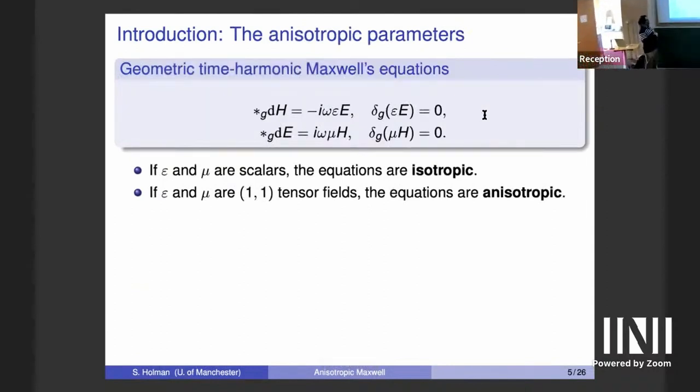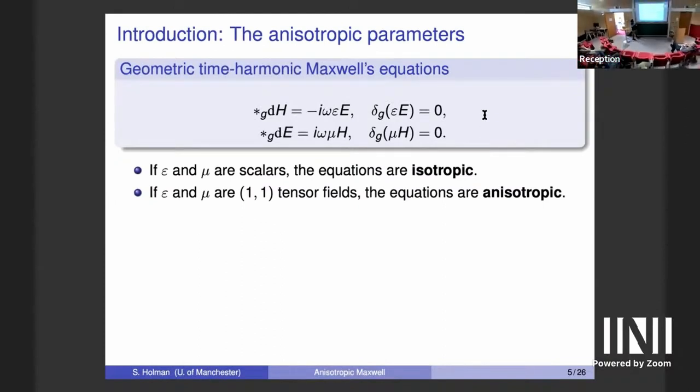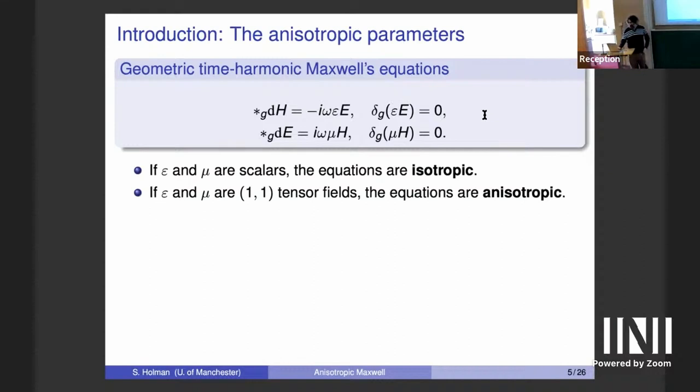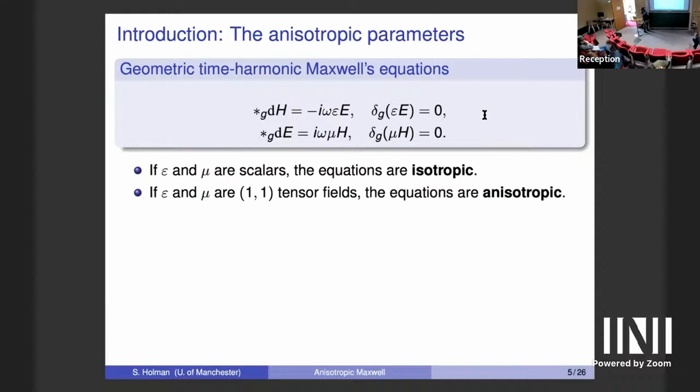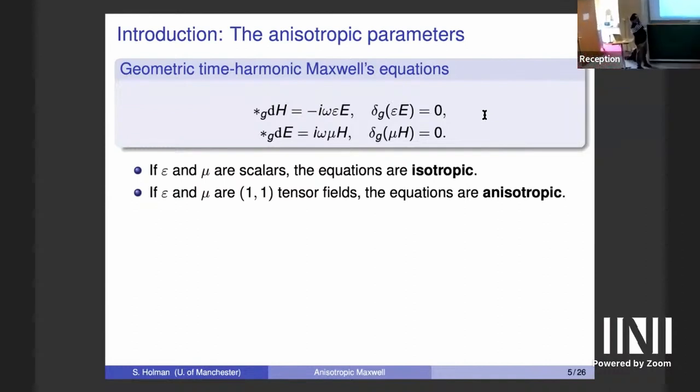I'm going to discuss now what we mean by anisotropic. I mentioned that epsilon and mu are anisotropic. A geometric way to say that is that epsilon and mu are (1,1) tensor fields. This means they map one-forms to one-forms, which is what they're doing in the equation. It's a natural way to define these, to make them coordinate invariant. This is what we mean by anisotropic. They're isotropic if they're scalars, that is, multiples of the identity. There's also an in-between case, which has been studied in the past as well, where they're conformal to each other: anisotropic but multiples of one another.